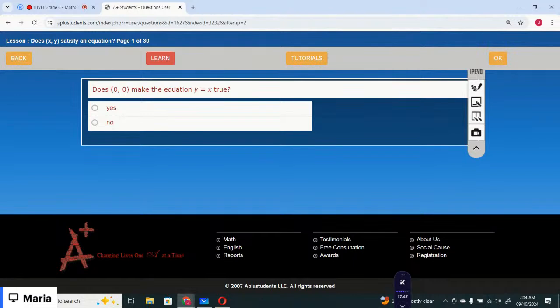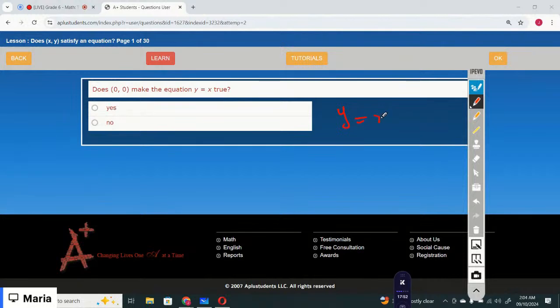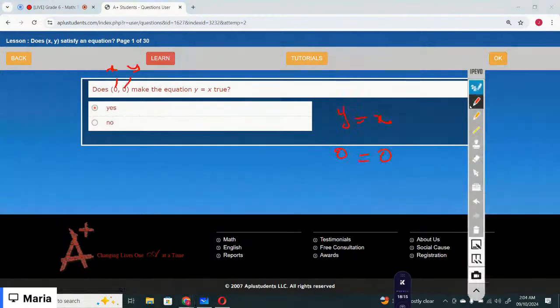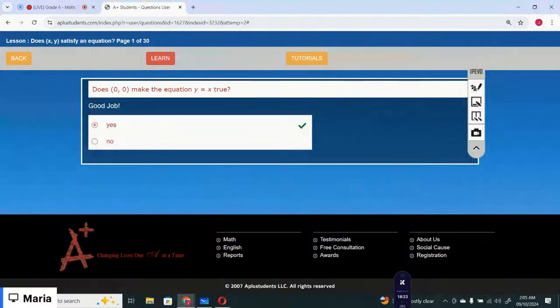Does 0, 0 make the equation true? So the equation is y equals x, right? Here x is 0, y is 0. Let's put in the values. 0 is equal to 0. Yes, they are equal, right? That means yes, 0, 0 makes the equation y equals x true. The correct option is yes, it makes the equation true. Got it?